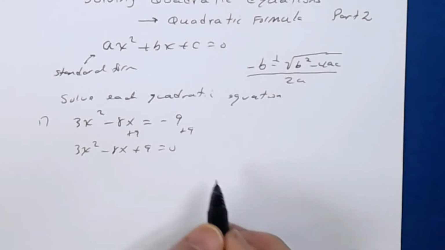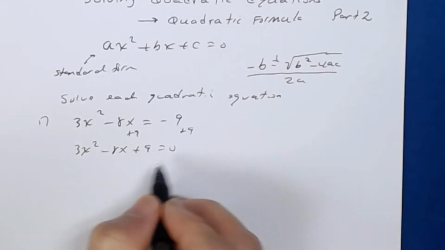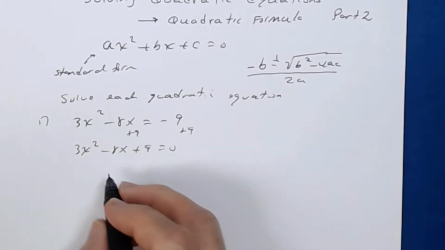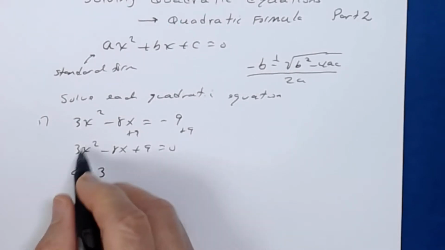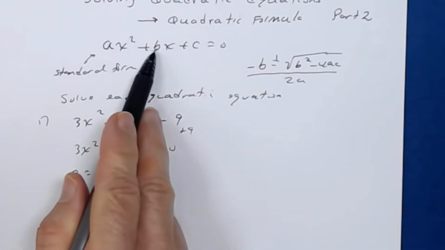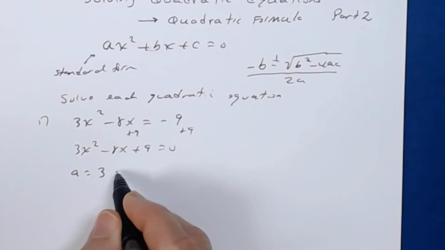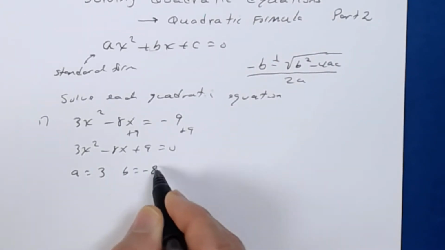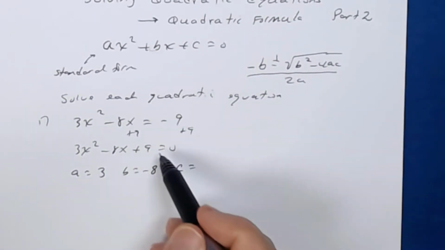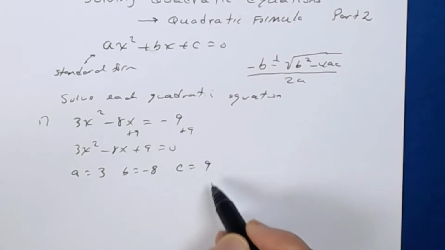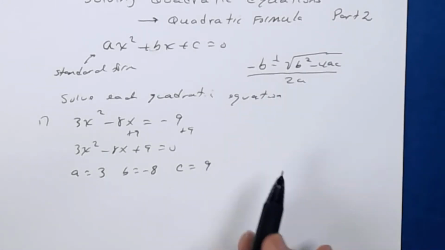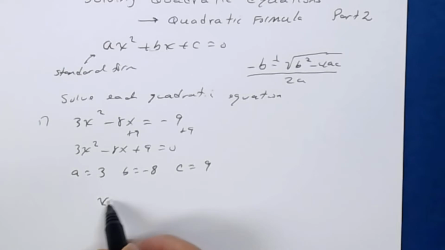Now at that point, you need to determine what a, b, and c are. So a is 3, the coefficient of x squared. B is the coefficient of x, which in this case is negative 8. Make sure you are careful with all that. And c is your constant, which is 9. And so now we're going to substitute all this into the formula. So I get x equal.